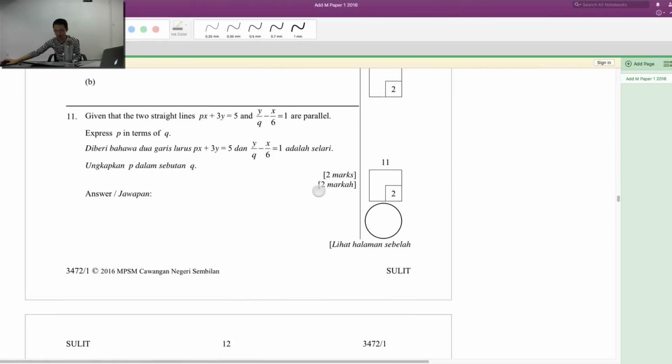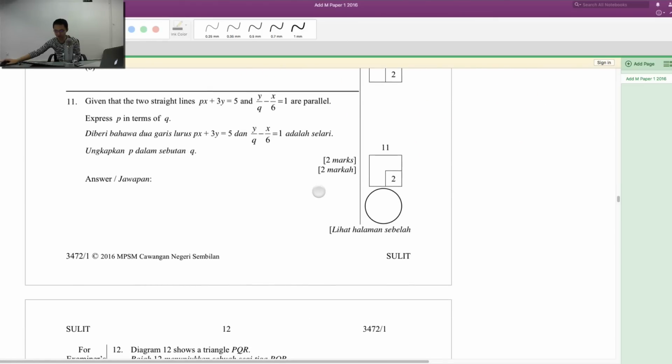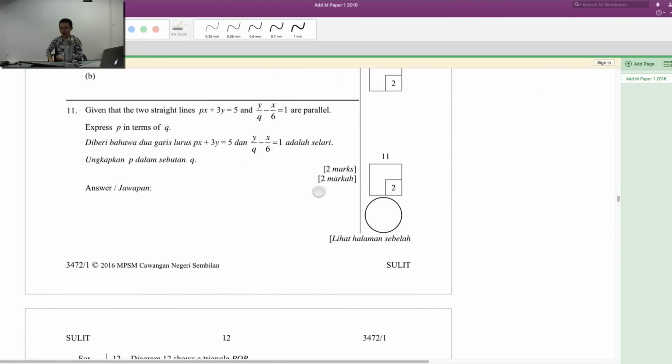Okay, good. 11. It's 2 marks also. Given that the 2 straight lines, px plus 3y equals 5, and y over q minus x over 6 equals 1, are parallel. Parallel should be easy. Parallel actually means same gradient.